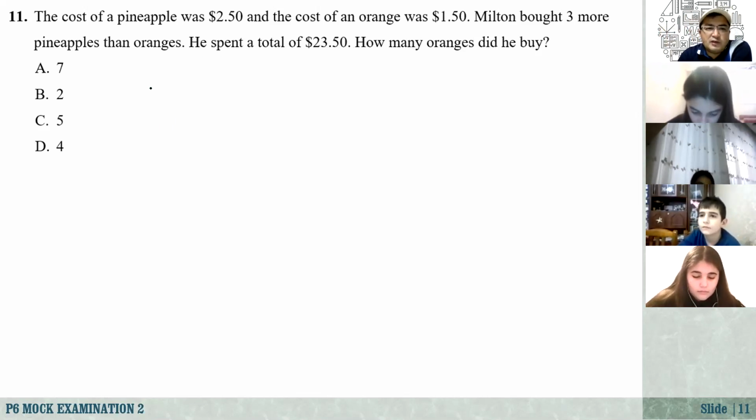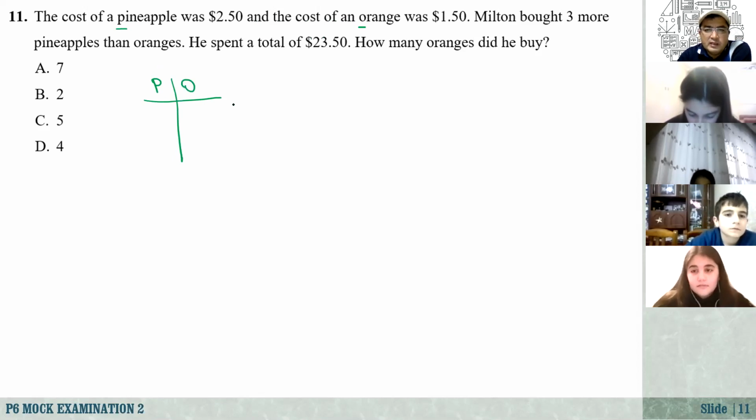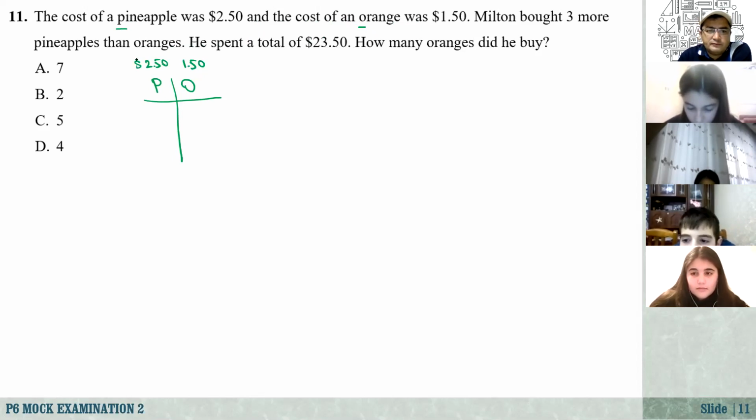So suppose that we are talking about two fruits, right? Number one, pineapple. Second one is orange. Let me make a table. Here we have pineapple, and here we have orange, right? And here it says that pineapple is 2.50 and orange is 1.50 dollars.